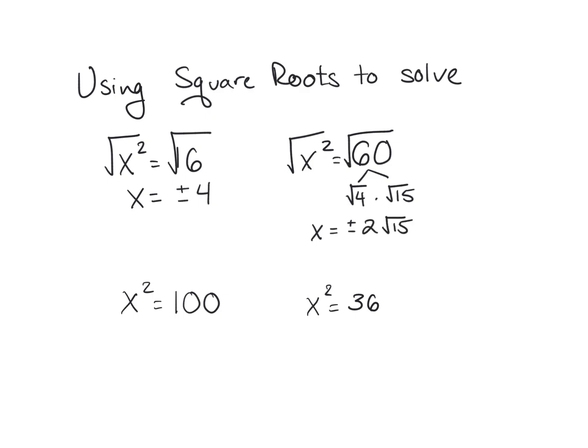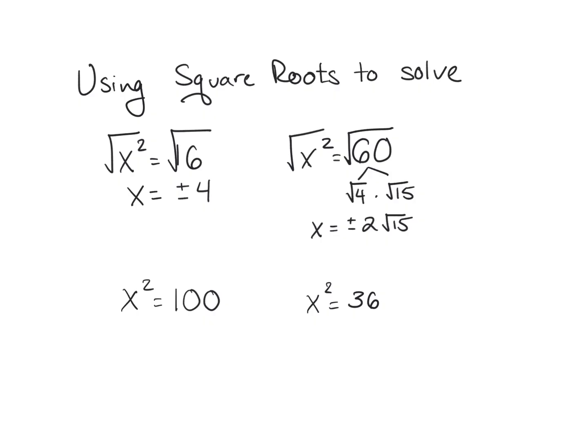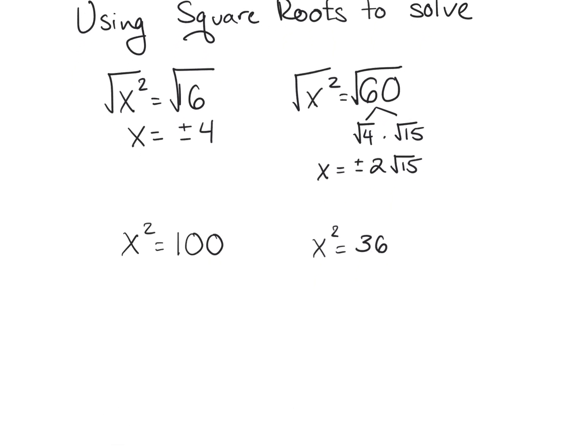Take a minute, pause the video, and see if you can do these 2 problems here. x squared equals 100 and x squared equals 36. So these are both going to work out to being perfect squares. I'm going to end up with x is equal to plus or minus 10. And over here, x is equal to plus or minus 6.